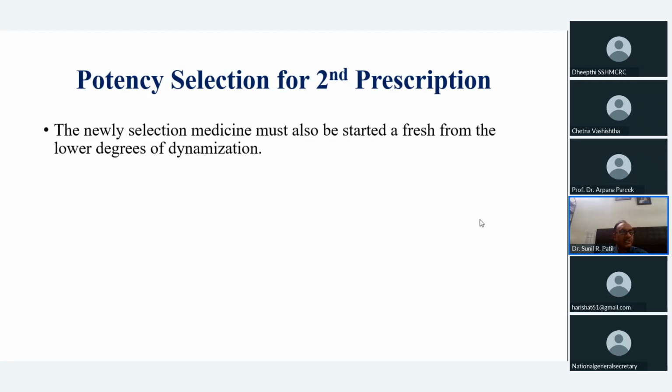The second prescription will again need to start fresh from the lower degree of dynamization, that is, the potency of the second prescription would be Lycopodium 0/1. That time you choose the selection of the second prescription. This is the reason behind that the patient had absorbed Sulphur from 0/1 up to 0/3, but not Lycopodium or any other drug.